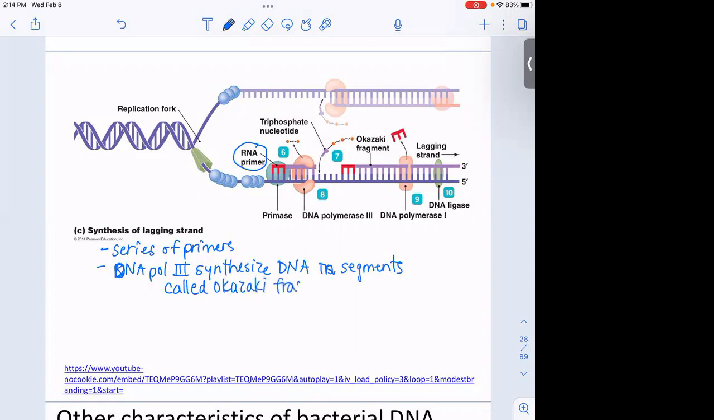Named after whoever discovered it. Okay, and I say short, but these are about 1,000 base pairs long. Sorry, my writing's hard to read there, but Okazaki fragments, about 1,000 base pairs. So I guess short in the scheme of things, that seems kind of long. And then some other enzymes that are involved here, a couple more. DNA polymerase 1 is going to go in and replace the primers with DNA.